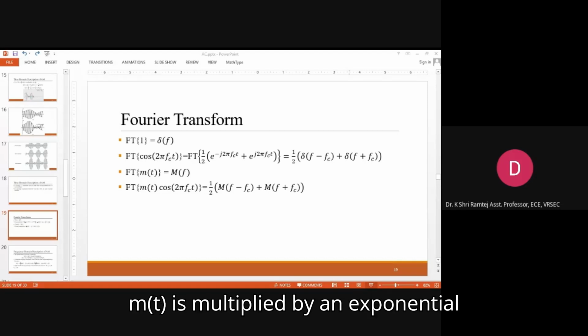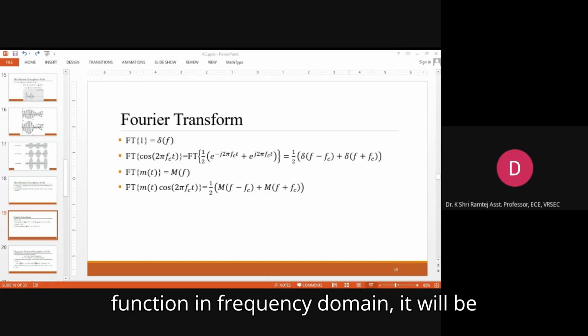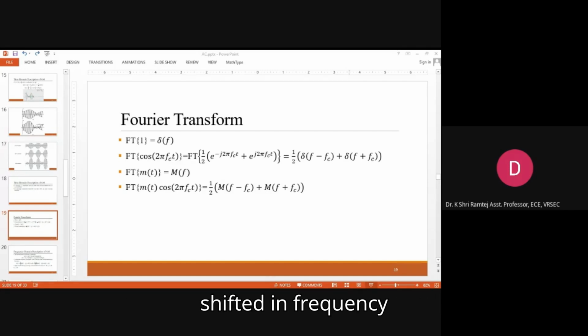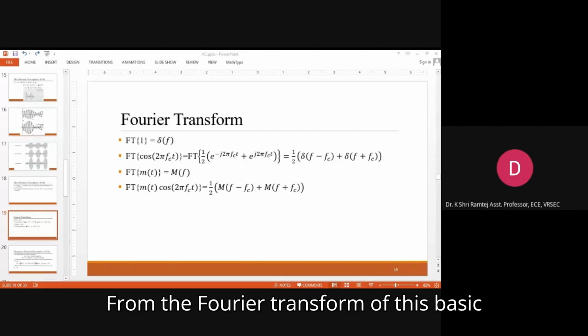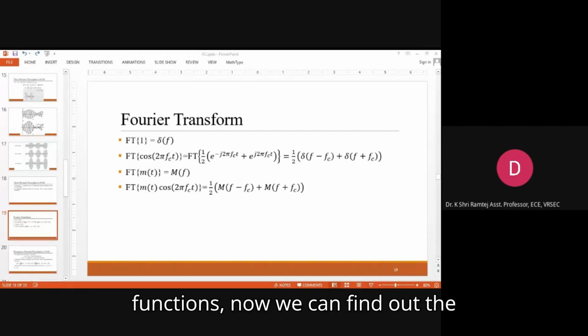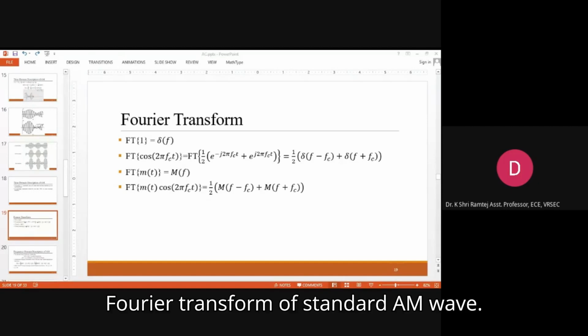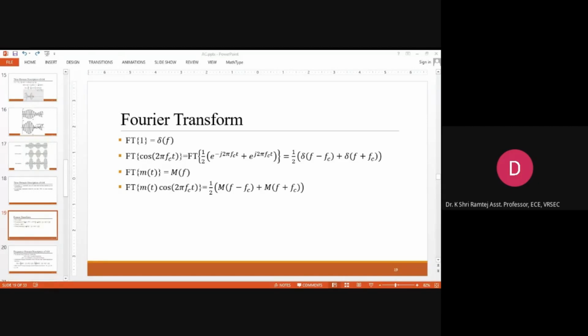Whenever this term m of t is multiplied by an exponential function, in the frequency domain it will be shifted in frequency by fc. So the Fourier transform of m of t into cos 2 pi fct will become 1 by 2 into m of f minus fc plus m of f plus fc. From the Fourier transform of these basic functions, now we can find out the Fourier transform of the standard AM wave.